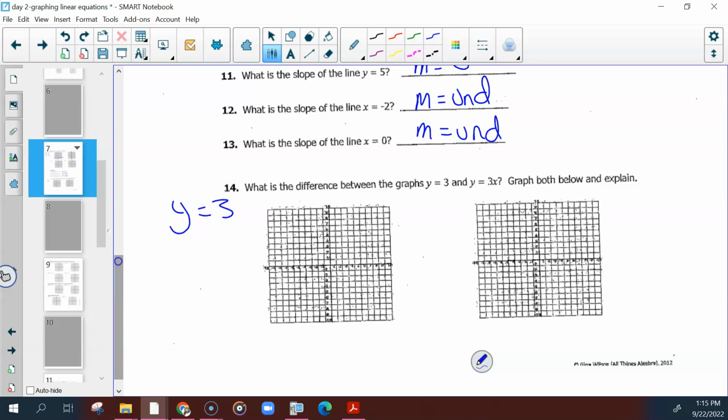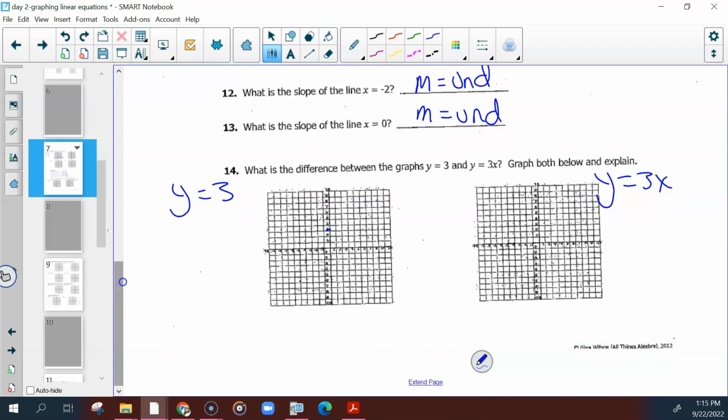So y equals 3, I'm going to graph over here. y equals 3x over here. Go ahead and graph those two. And look at both. What differences do you see?